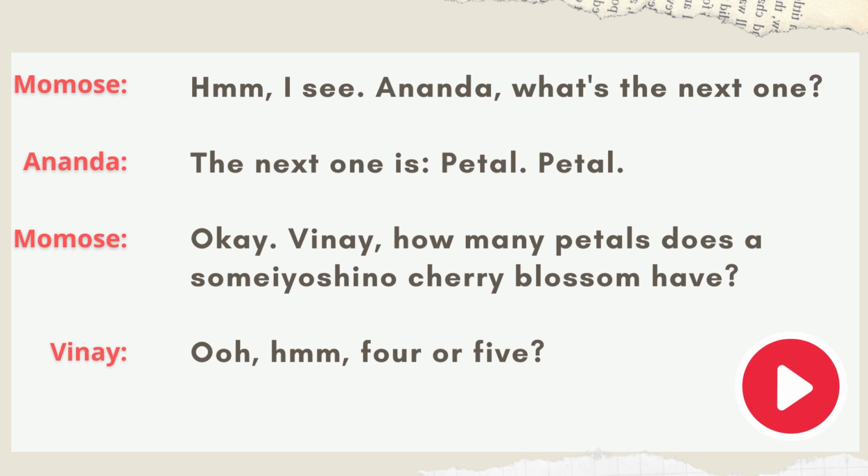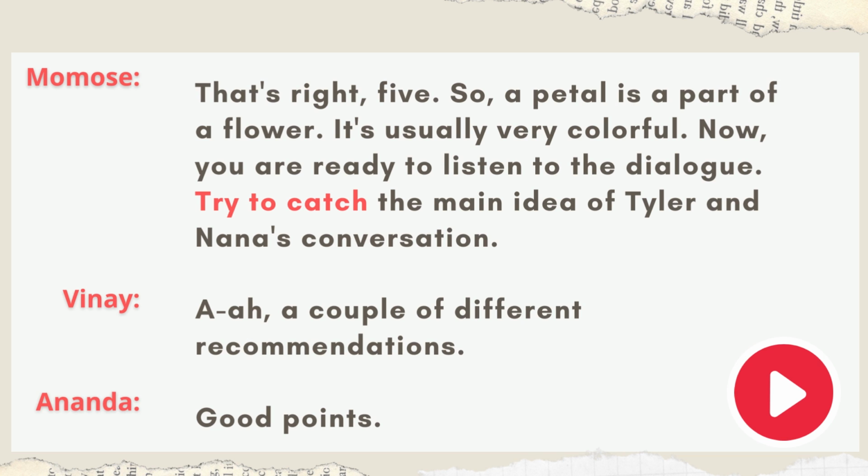I see. Ananda, what's the next one? The next one is petal. Okay, Vinay, how many petals does a Somei Yoshino cherry blossom have? Oh, four or five? That's right, five. So a petal is a part of a flower. It's usually very colorful. Now you are ready to listen to the dialogue.